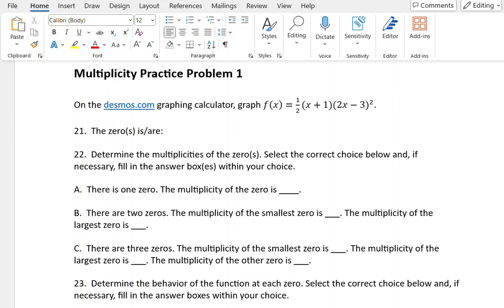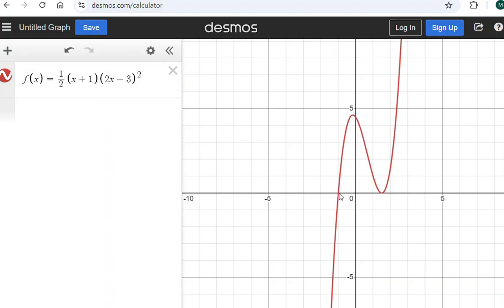In this video, we're going to do a multiplicity practice problem that is similar to the problems that you're going to find in MyLab. So first we're going to start by graphing our function, which is f of x equals 1/2 times (x plus 1) times (2x minus 3) squared, and identify the zeros. So here's my graph. I can see that the zeros are at -1 and positive 1.5, or 3/2.